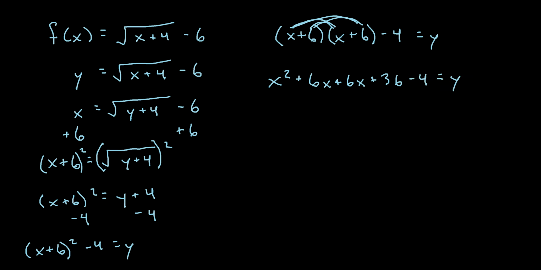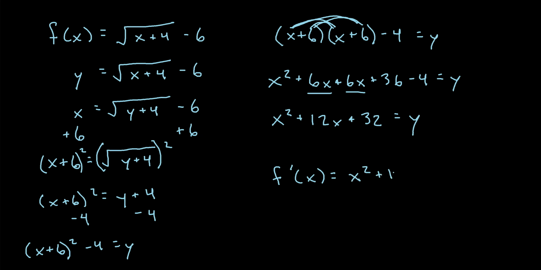It's equal to y. Okay, let's combine like terms. We have x squared. Here's a 6x and another 6x. That's 12x. And then we've got 36 minus 4. That's positive 32. Plus 32 is equal to y. And that is our final answer. So we'll write f inverse of x is equal to x squared plus 12x plus 32.